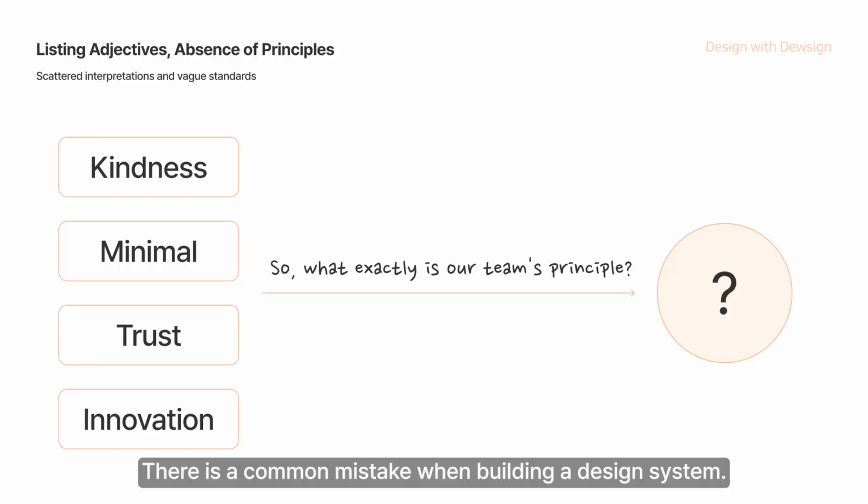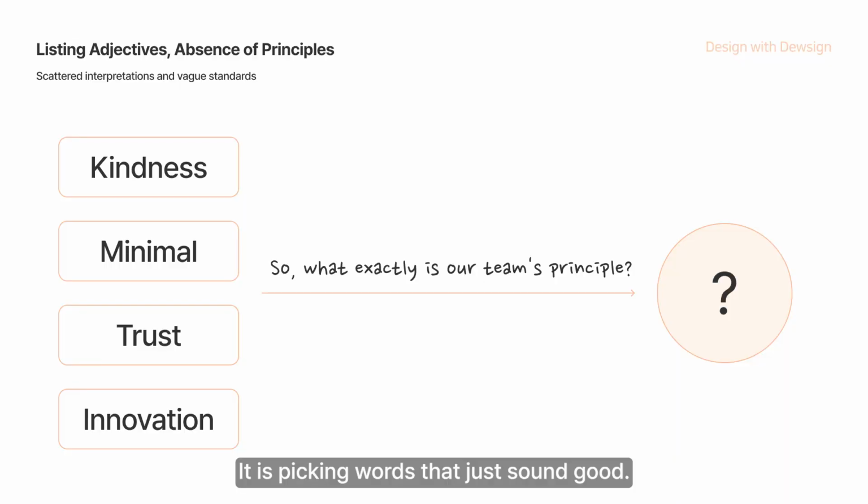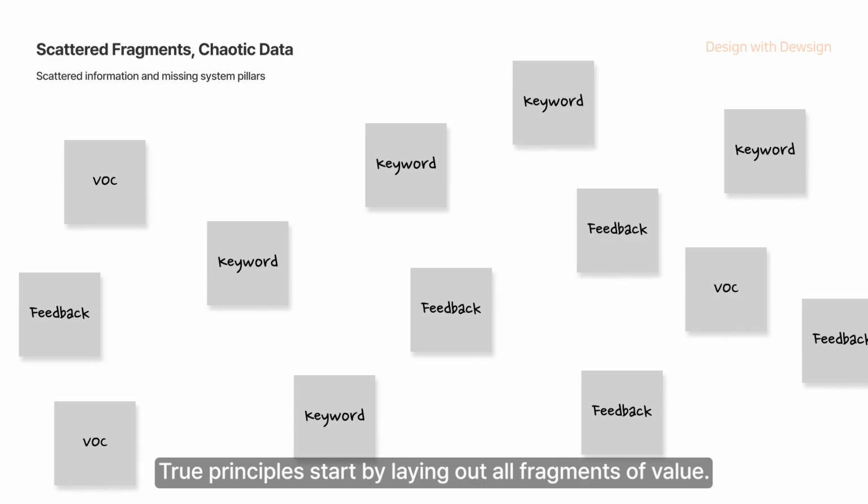There is a common mistake when building a design system. It is picking words that just sound good, like saying, "We must be kind and intuitive." But a list of adjectives cannot be a standard for a team. This is because every team member defines kindness differently. True principles start by laying out all fragments of value: customer voices, brand philosophy, and actual product features. These are currently scattered without any order. In this state, we can never build clear design system pillars.